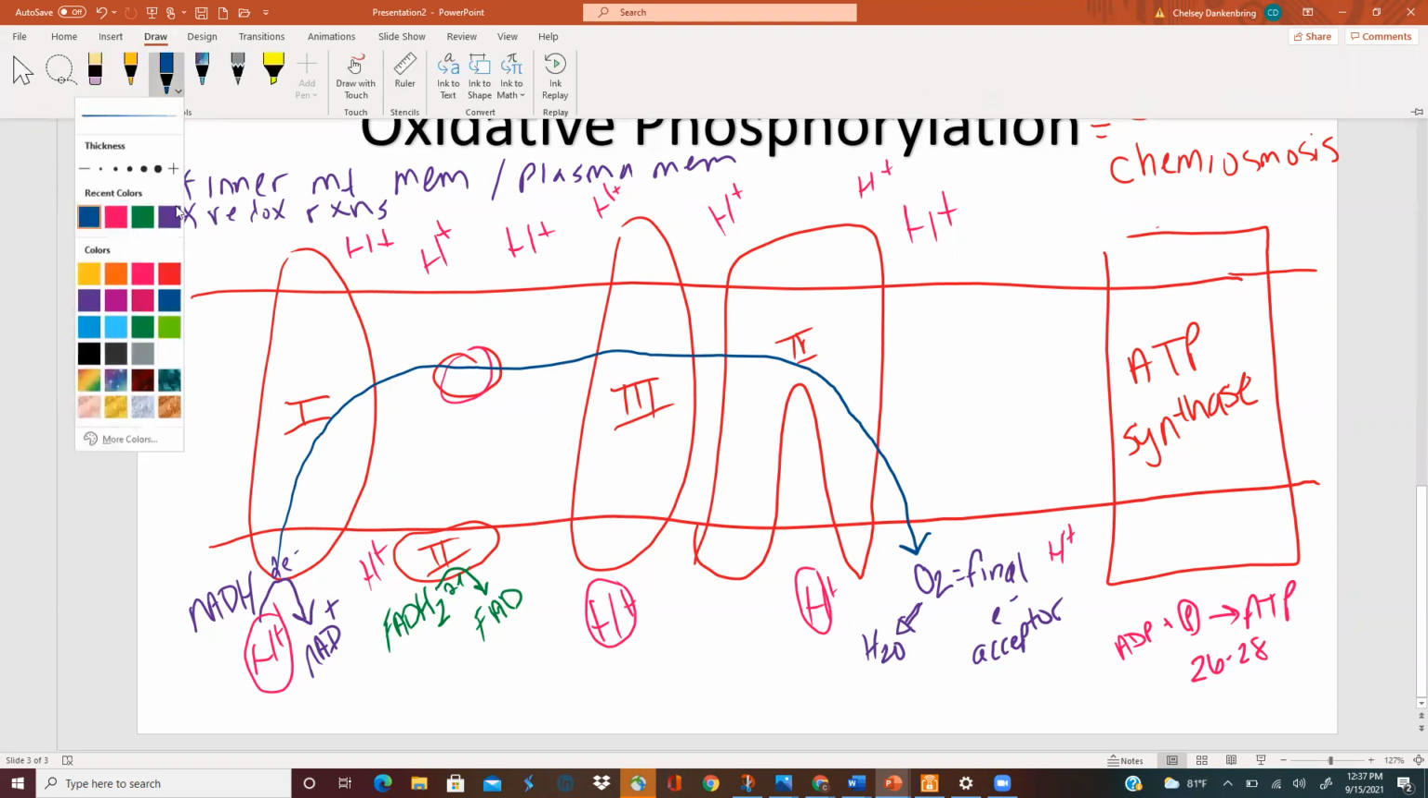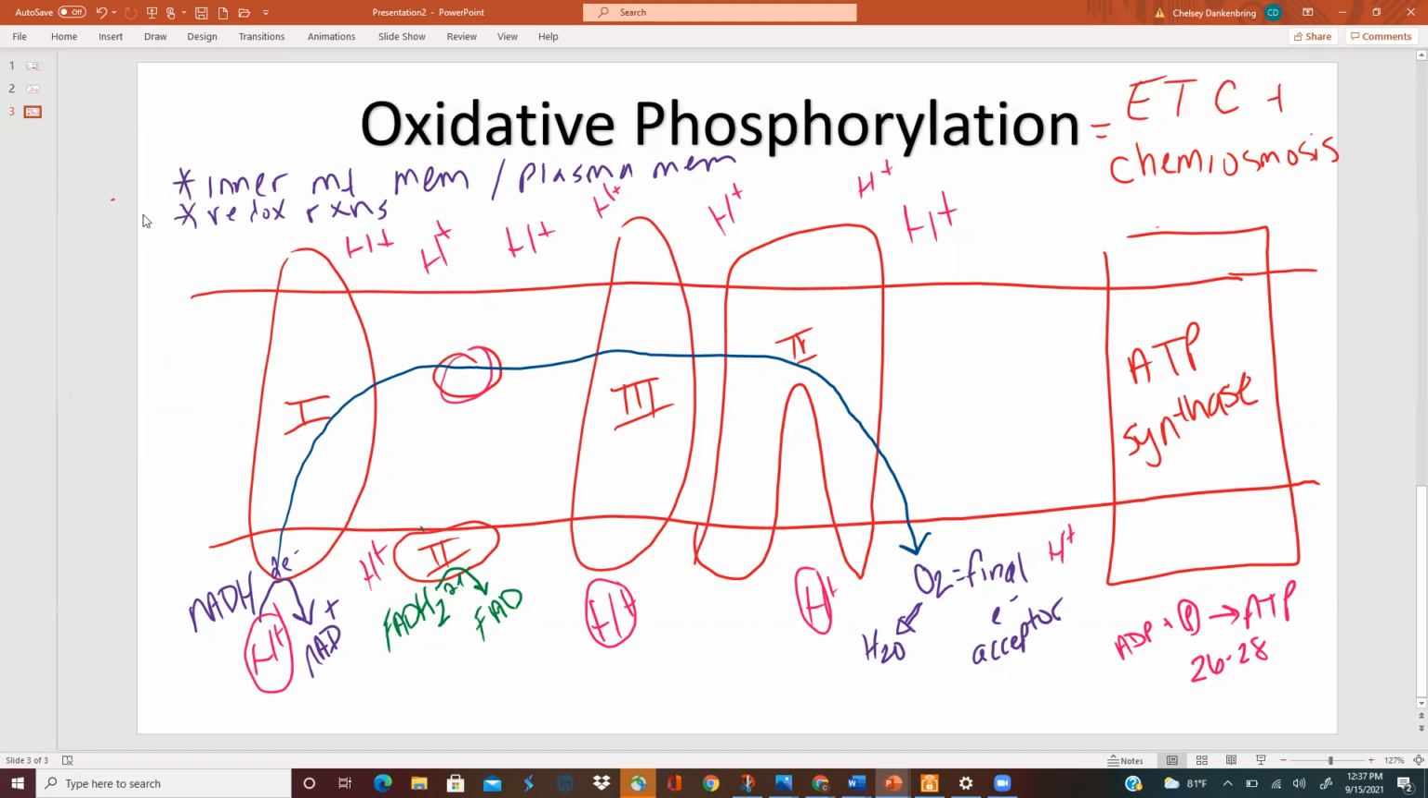FADH2 is doing the same thing. It's dropping off its electrons, but instead it's at complex 2. And so it is going to pass those electrons from one component of the electron transport chain to the next until again oxygen accepts it as the final electron acceptor. So that's the electron transport chain. It's literally a chain of proteins that are transporting electrons.